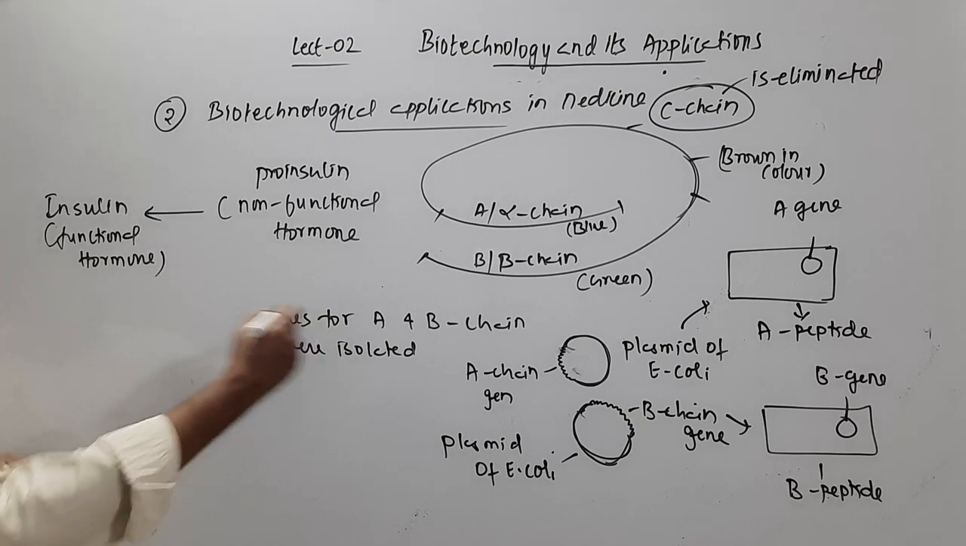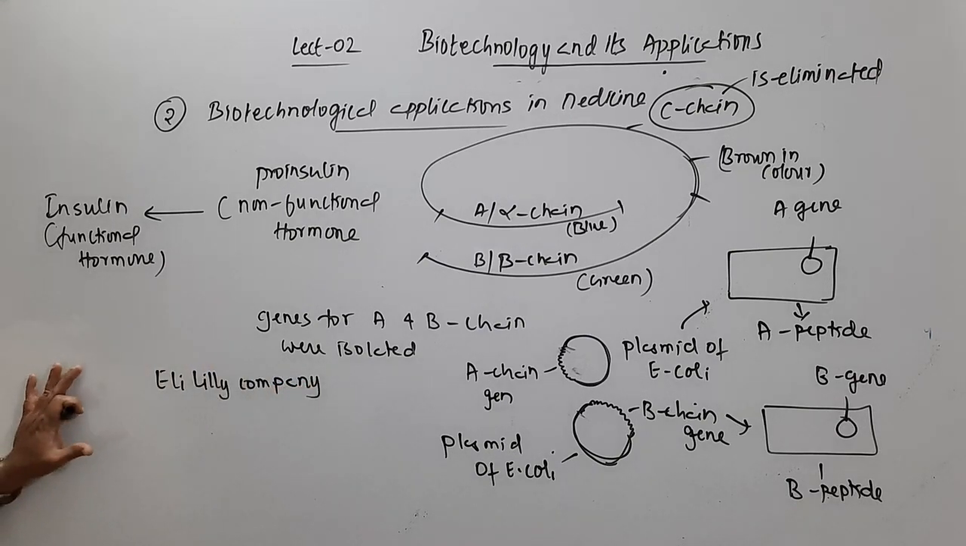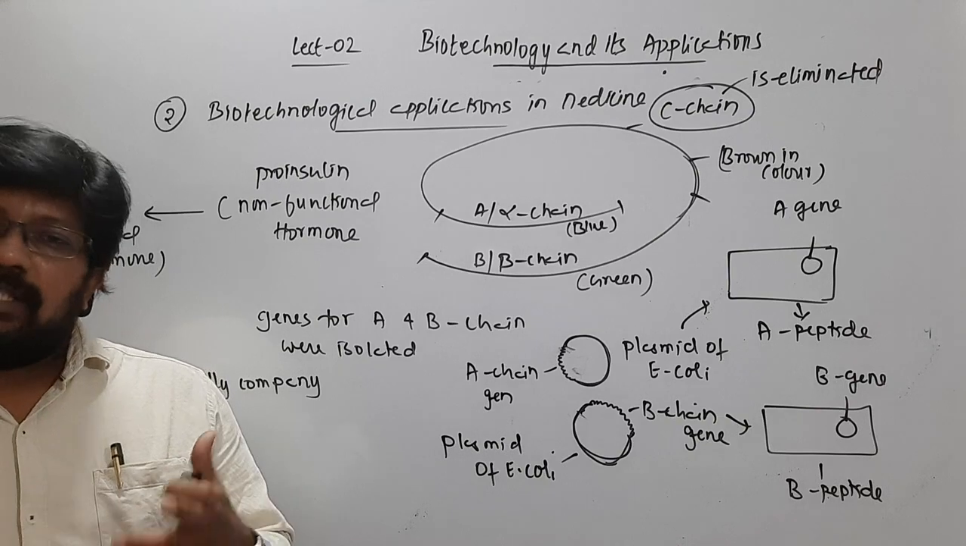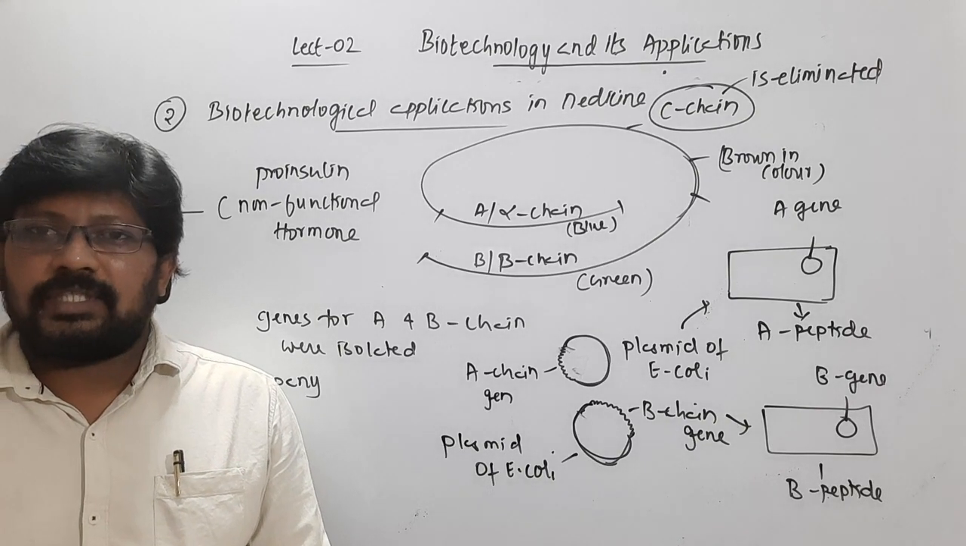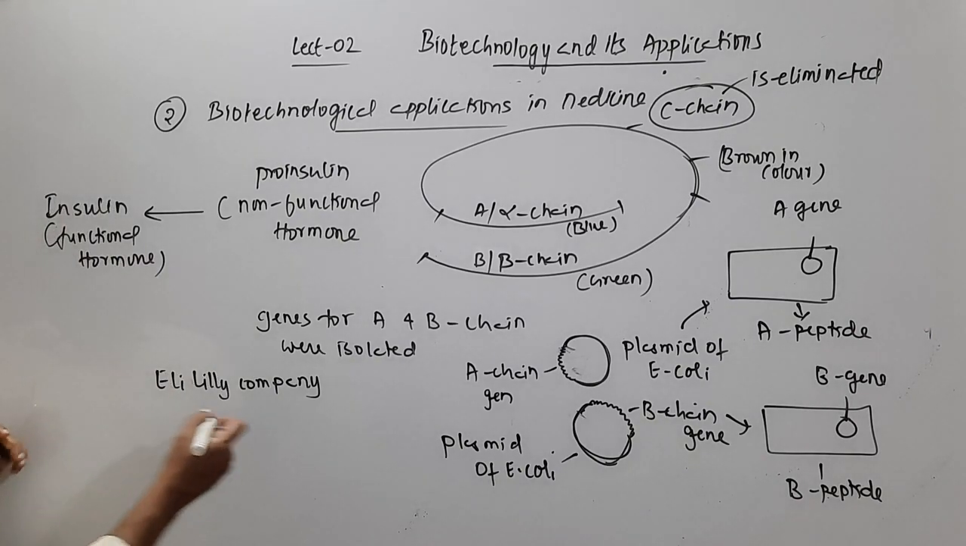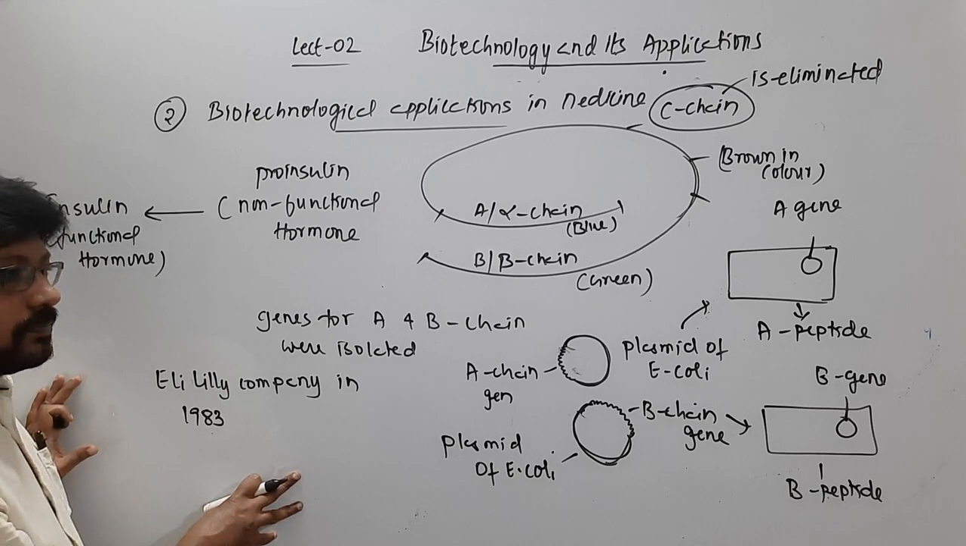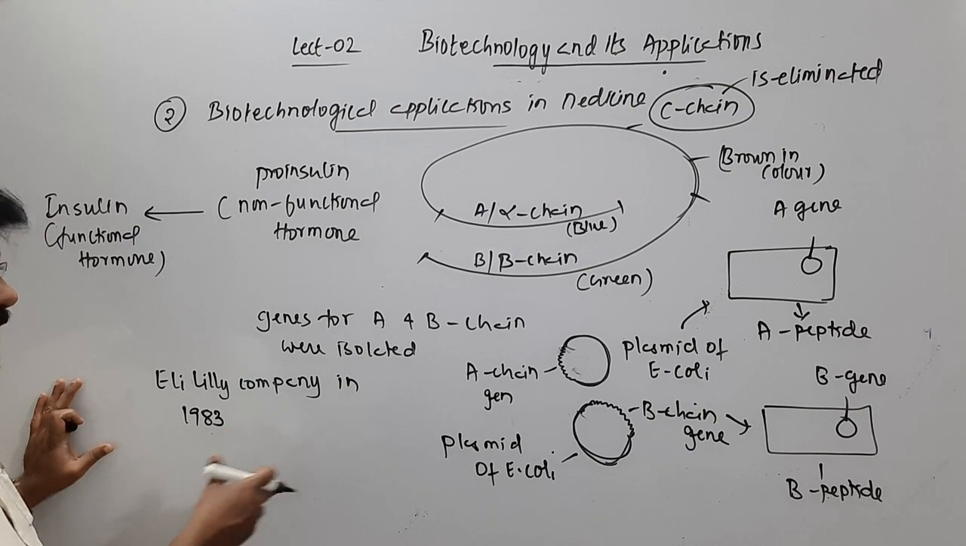This was made successful by the Eli Lilly company. For the first time they synthesized insulin that is exactly the same as human insulin. There is nothing different, because we have taken the gene that codes for insulin from humans. So there will be no differences at all. It's just a clone. When this insulin is injected into humans with diabetes, it's not going to create any side effects. So in the year 1983, they successfully synthesized insulin by using bacterium.